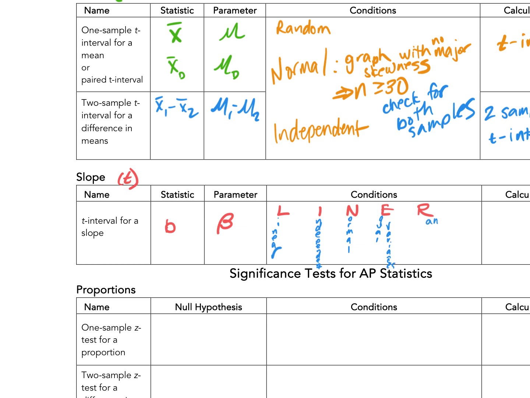R is random. I don't know why I all of a sudden wrote the R horizontal. Because it's random.